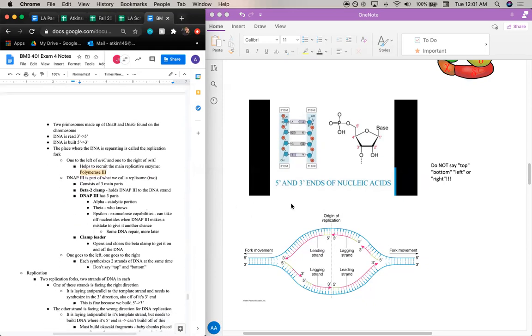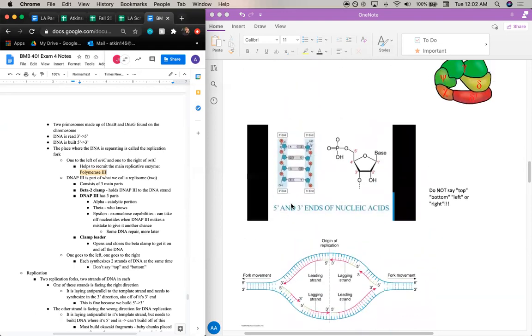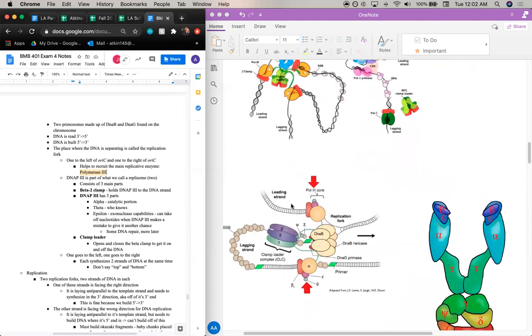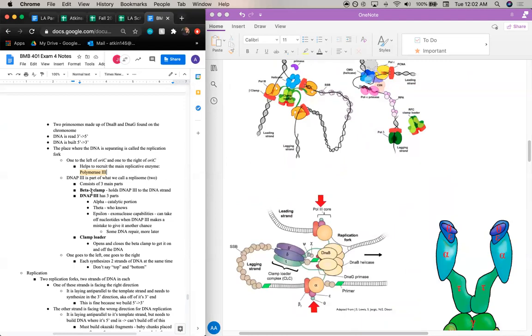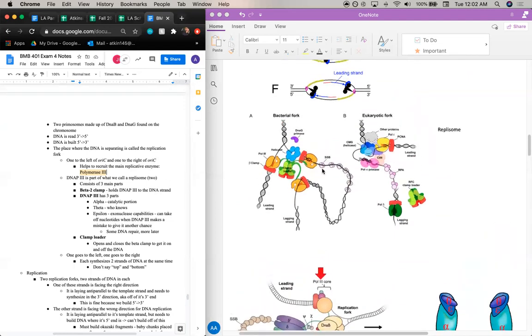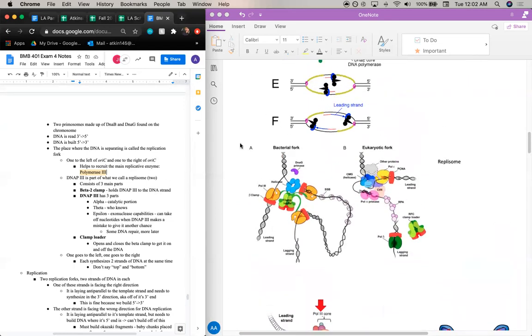and there's going to be 2 of these replisomes happening here. And this replisome is going to consist of 3 main parts. So we're going to have a beta-2 clamp, which you can kind of see here. I have a bacterial fork and a eukaryotic fork, but we're looking at this bacterial fork. And okay, beta-2 clamp holds DNA polymerase 3 to the DNA strand. So we're taking DNA polymerase 3, and we're going to make sure it stays there.